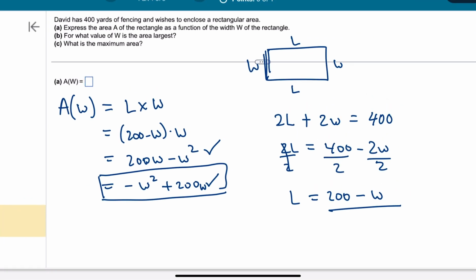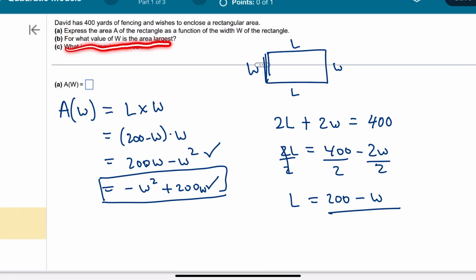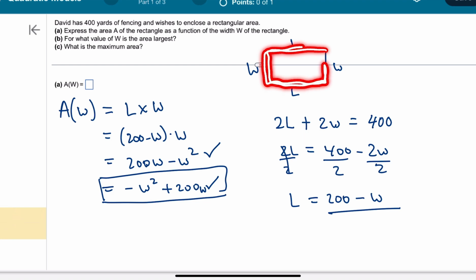Okay, so now this function basically represents the area of this, right? Now, question B is asking for what value of W is the area the largest, meaning we want to make this the largest space in here. But we need to figure out what's the biggest width we can have for this rectangle, because if we put too big of a number, our fence will not close it, right? Because we won't have enough fencing. We want to get the number where we can basically use all our fence that we have. If the W is too small, you're going to have too much fencing left over.